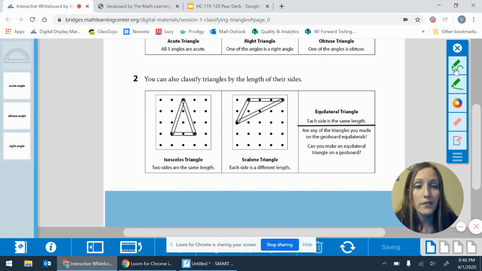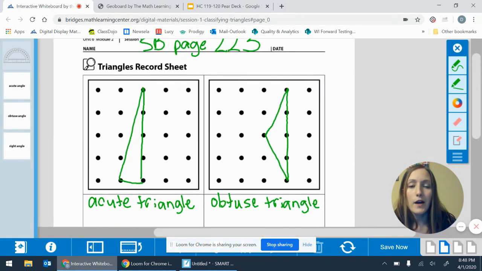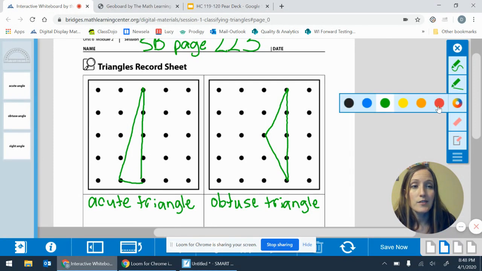The last kind of triangle that we have is an equilateral triangle. An equilateral triangle, each side is exactly the same length. Okay? You know what we're going to do now? We're going to go to our student book page, and we're going to take a look at what kind of side lengths these triangles have.